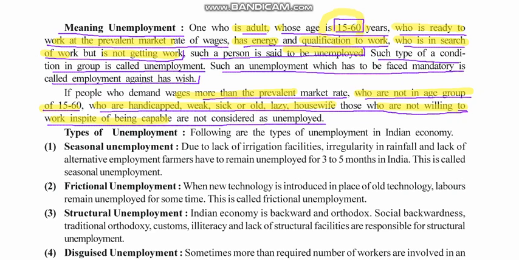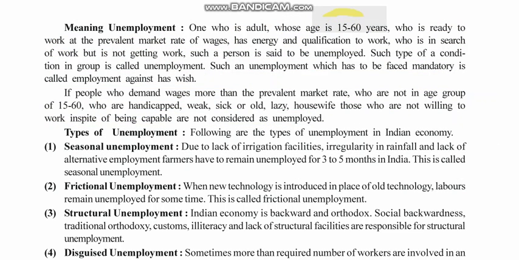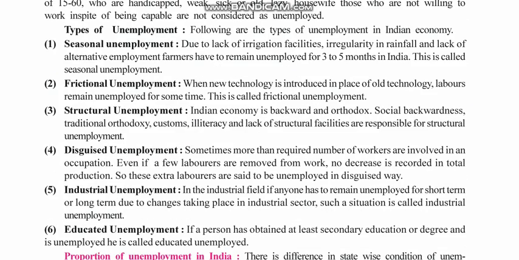Okay, now what are the types of unemployment? Let us see the different types of unemployment. First one, seasonal unemployment. From the name it suggests it is dependent on the seasons. Due to the lack of irrigation facilities, irregularity in rain, and lack of alternative employment, farmers have to remain unemployed for 3 to 5 months. This is called seasonal unemployment.